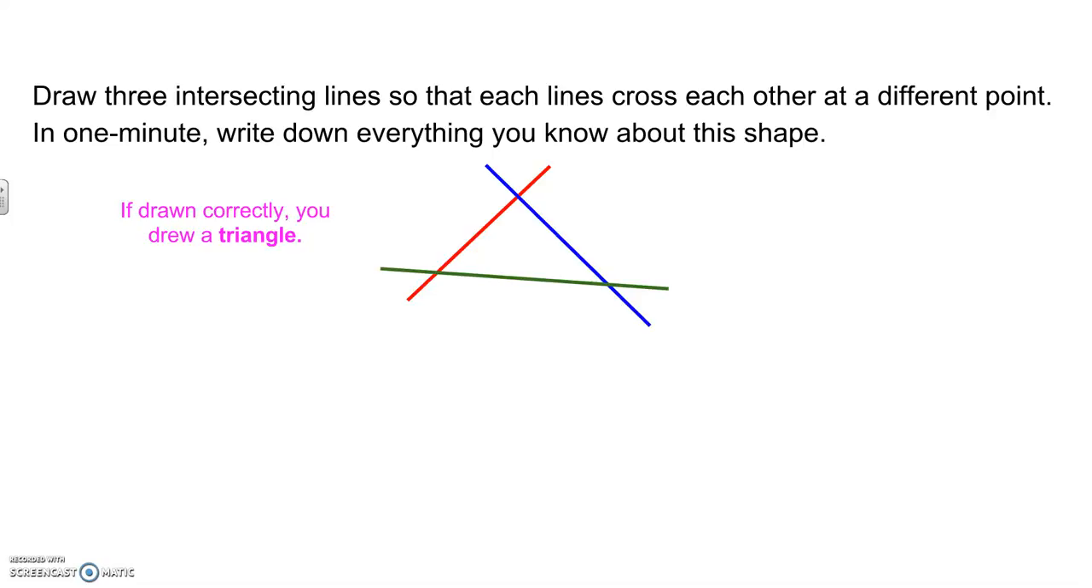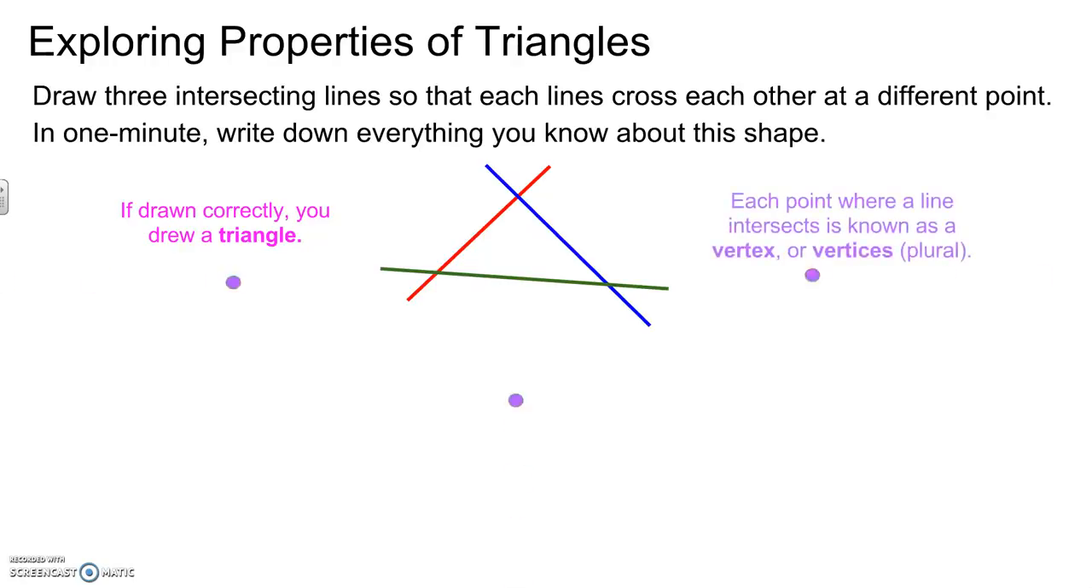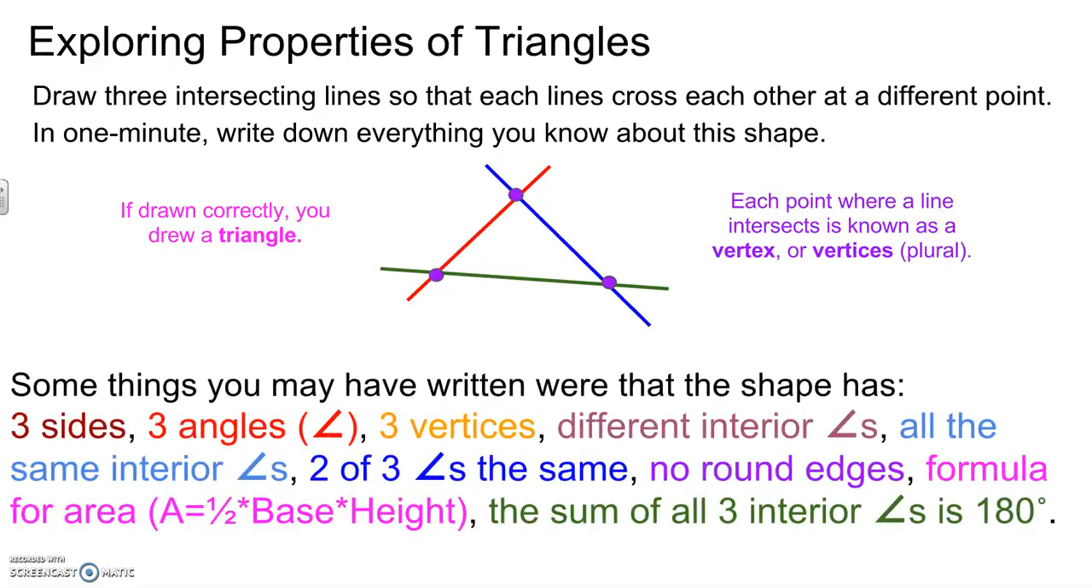If drawn correctly, you drew a triangle. Even though these lines overlap, we can look at the interior intersection. Today we're going to explore the properties of triangles. Each point where the lines intersect is known as a vertex, or vertices would be the plural. Some things you may have written down about this shape are listed below. We're going to explore each of these different areas throughout this unit.